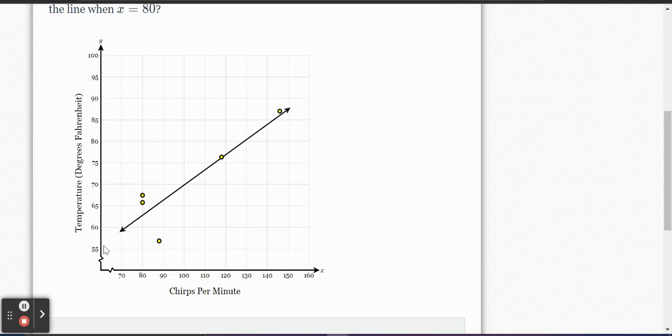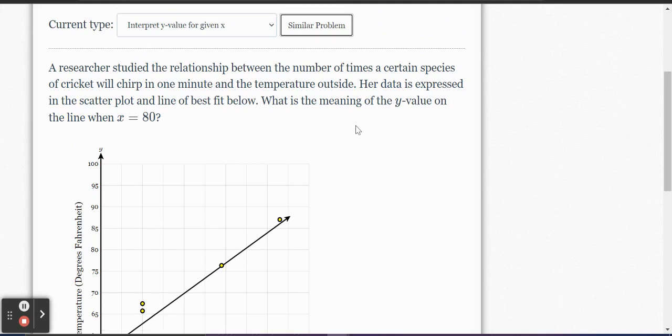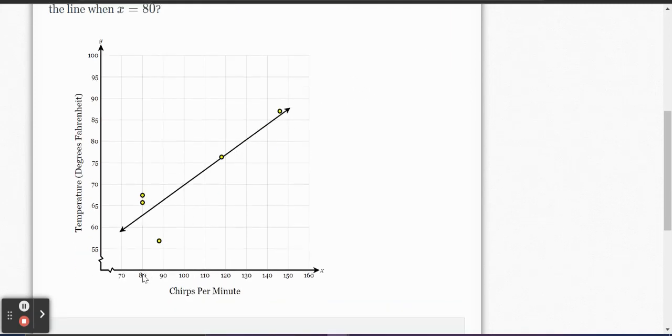So when it's cold out, you don't hear many chirps, but as the chirps are increasing, the temperature is also increasing, and that's another way you can compare them. So it's temperature over chirps per minute. What is the y value when the x value is 80? When the x value is 80, that's here, chirps. That means the temperature is around 64, 63, right there.